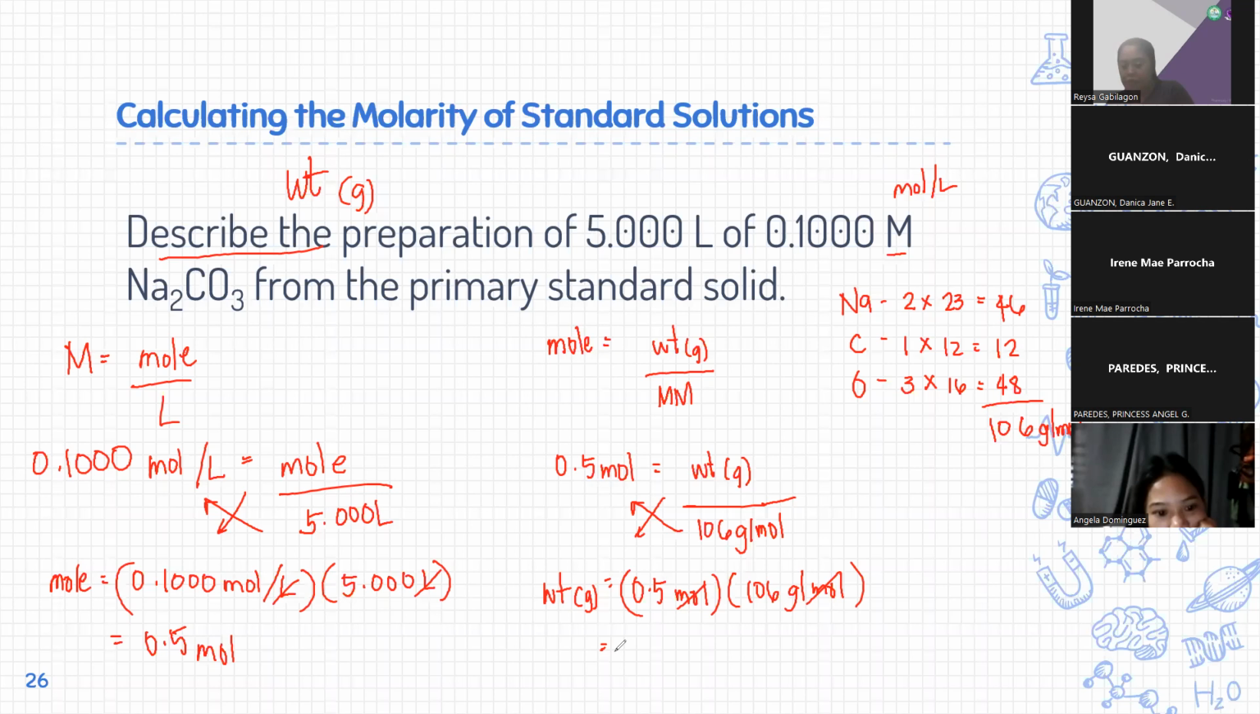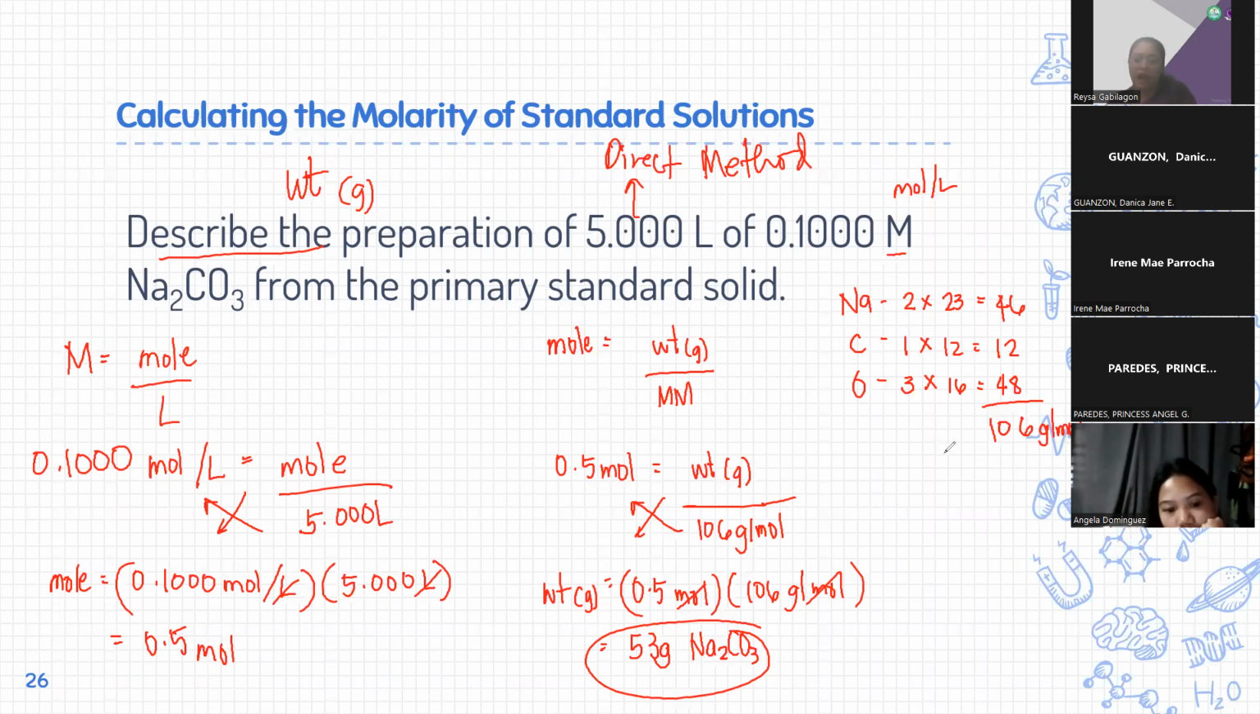0.5 times 106 is 53 grams. So 53 grams of sodium carbonate. So how are we going to answer this problem? Kasi describe daw the preparation. Ano ginagawa natin? This is actually a direct method. Direct method ito. This is not a standardization method kasi walang titration dyan na nakalagay.